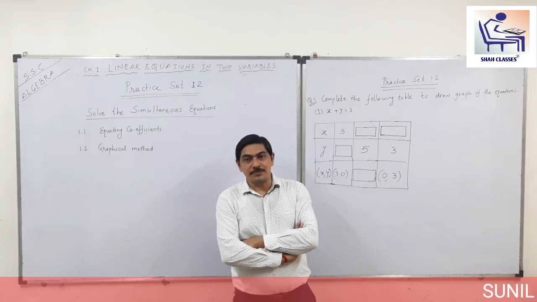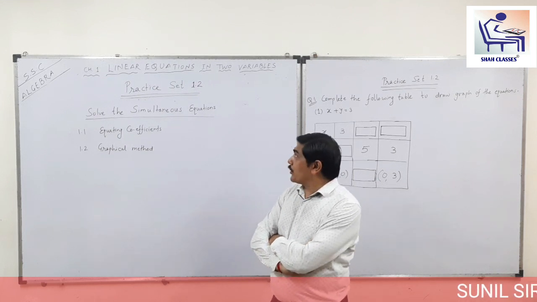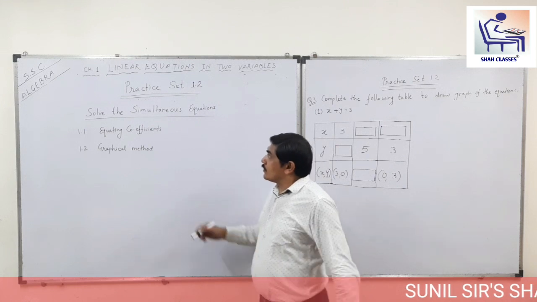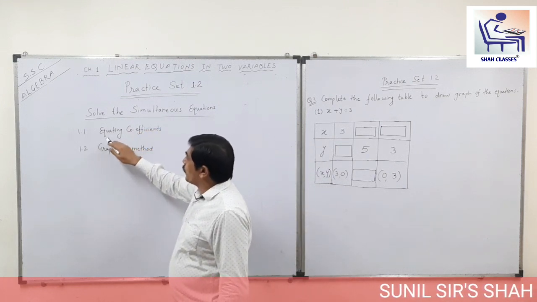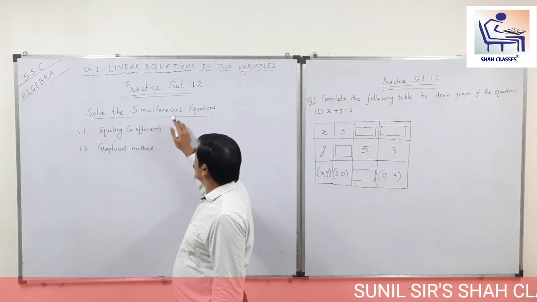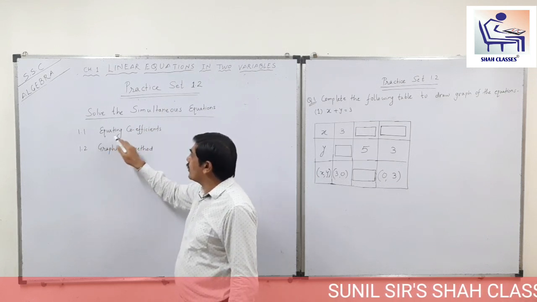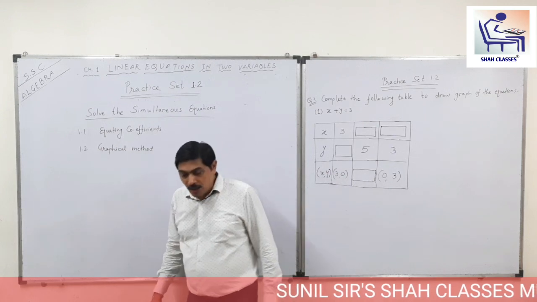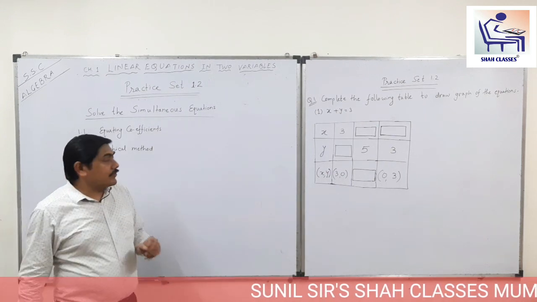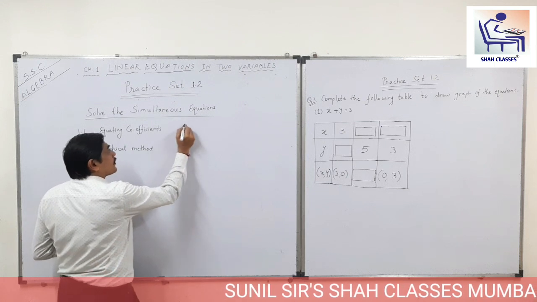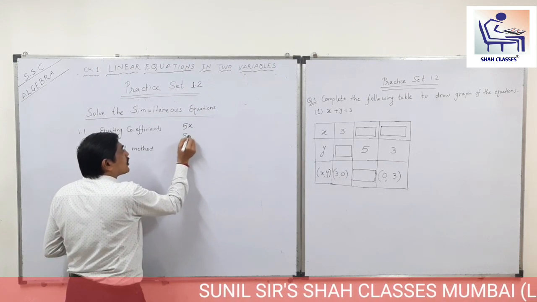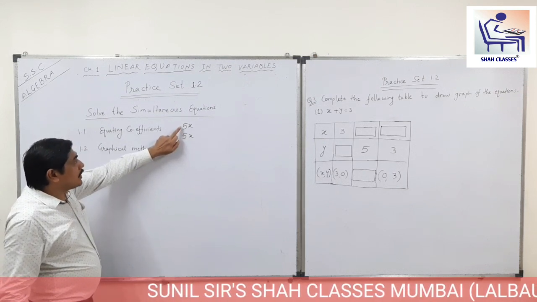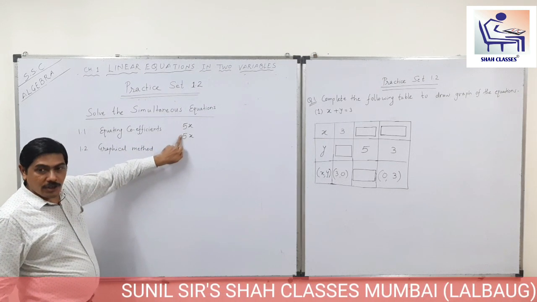Hi students. Today we are going to learn about practice set 1.2. In the first exercise we have seen how to solve simultaneous equations using the method of equating the coefficients. In this we make it 5x in the first equation, and in the second equation also we make it 5x. So it means we are equating the coefficients.